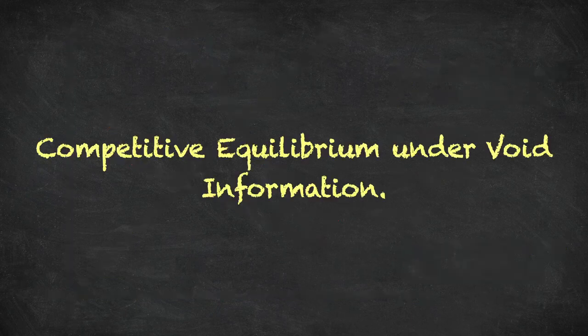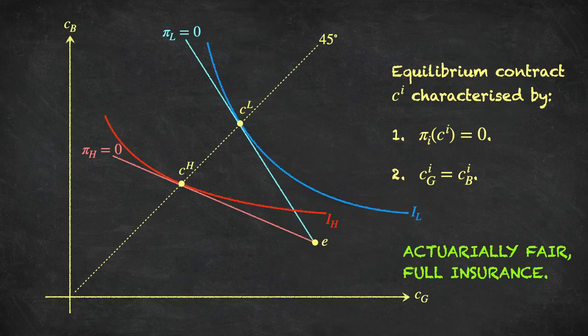Now that we've derived the competitive equilibrium set of contracts under the assumption of perfect information, let's consider the case of void information. By void information, we mean that consumers do not know their own type, and firms cannot identify the different types of consumers either. So there is effectively one type of consumer, the consumer that does not know their own type, which we denoted by type X. So the analysis is very similar, so I'll just go through this on the slides.